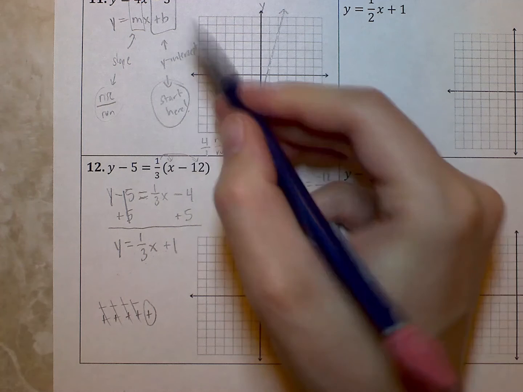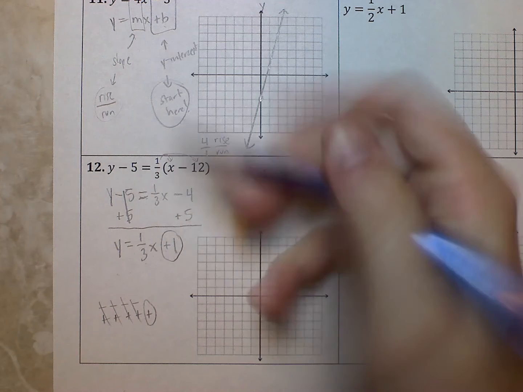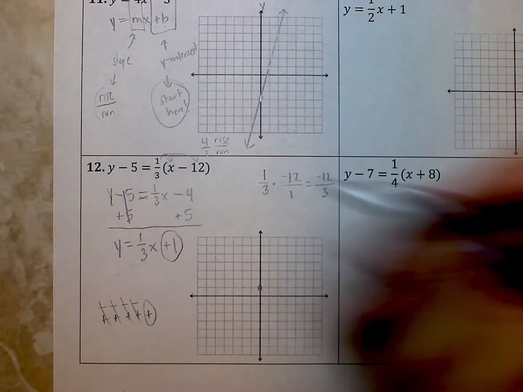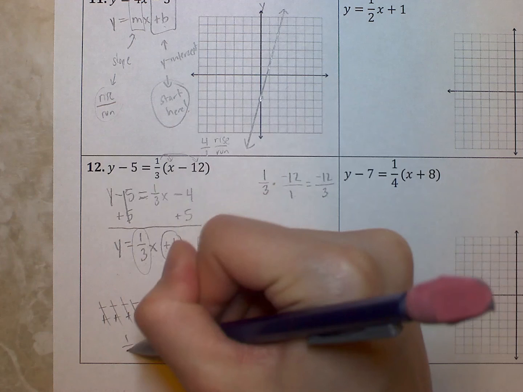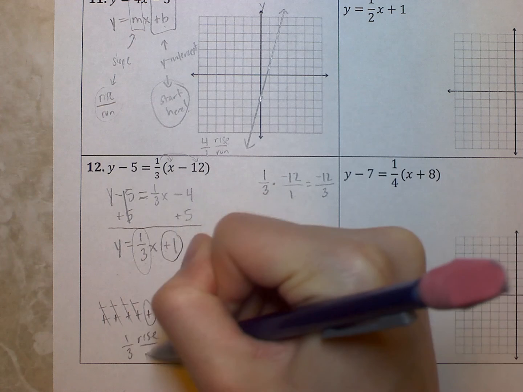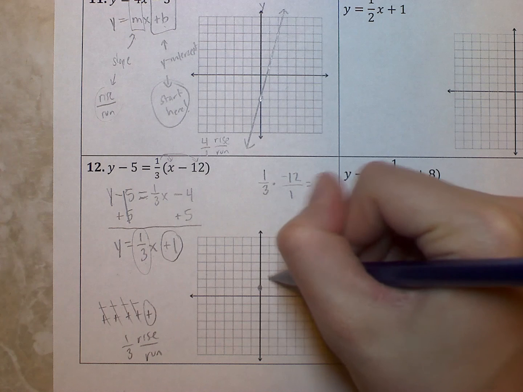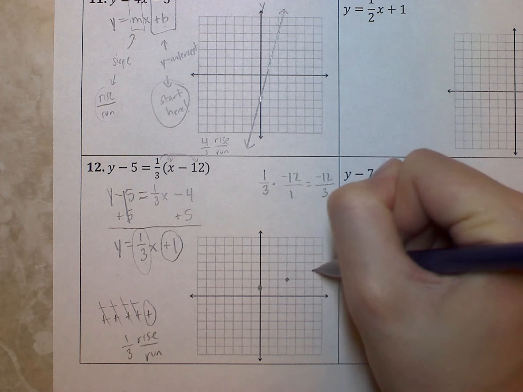So now I do have y equals mx plus b. That means this number is my y-intercept, that's where I start. So I go on the y-axis, I go to 1. And then here's my slope, that's my rise over my run. So I'm going to start here. I'm going to rise 1, run 3. I always run to the right. Rise 1, run 3.